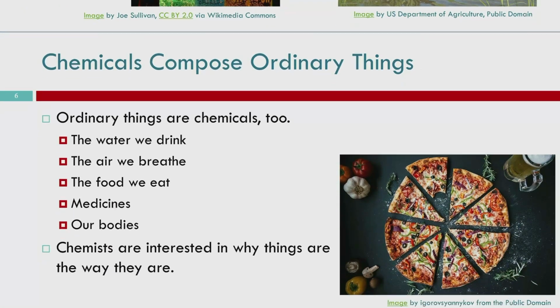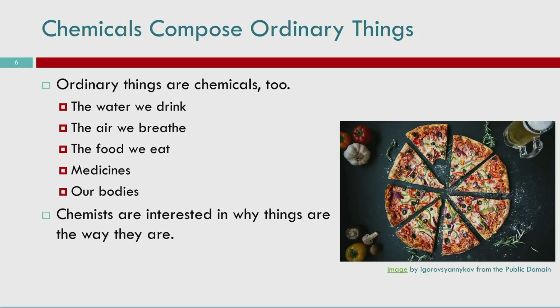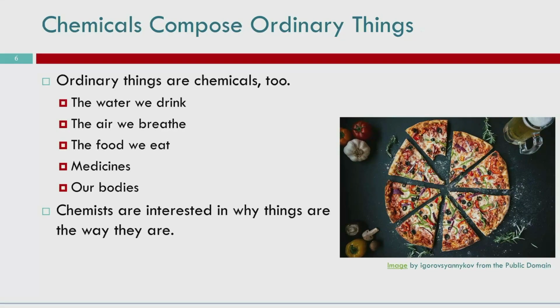Ordinary things are chemicals as well. The water we drink, the air we breathe that we need to live, that our fish need to live. The food we eat, like pizza, love pizza. The medicines that we take to help us get well, or just not be in pain, or function like normal human beings, and our bodies. These are all examples of chemicals. Does anyone have any clue why I chose pizza for this picture, other than pizza's yummy?